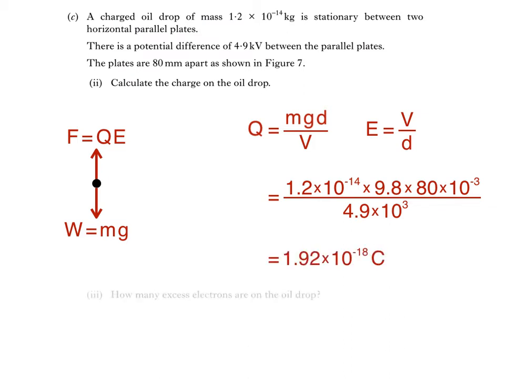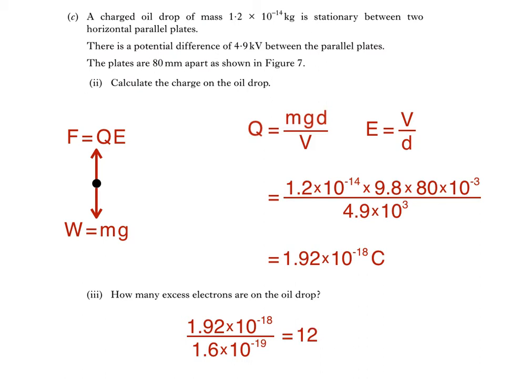Part 3 of the question asks us, how many excess electrons are on the oil drop? To answer this, all we have to do is divide the charge on the oil drop by the charge on a single electron, 1.6 times 10 to the negative 19 coulombs, as found in the datasheet. This gives an answer of 12 electrons. Of course, the charge on the electron is actually negative, meaning that the charge on the oil drop would also be negative, since it picks up excess electrons. To answer this question though, we only need to consider the magnitude of the charges.